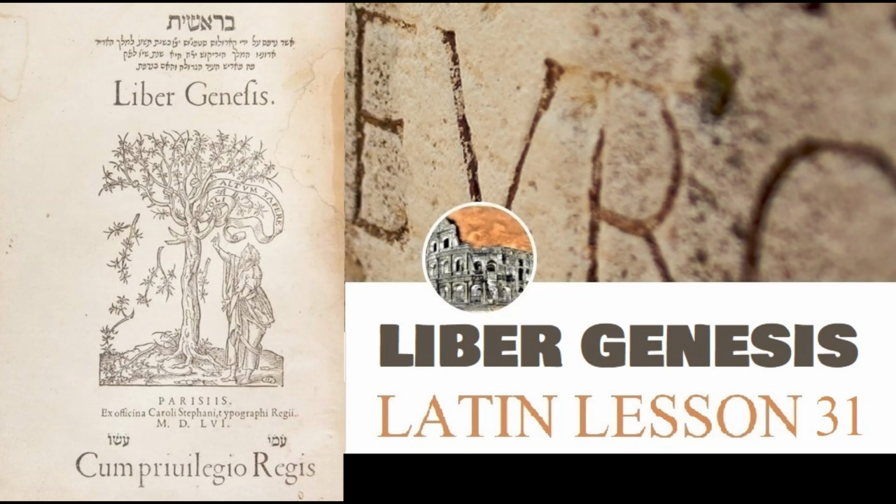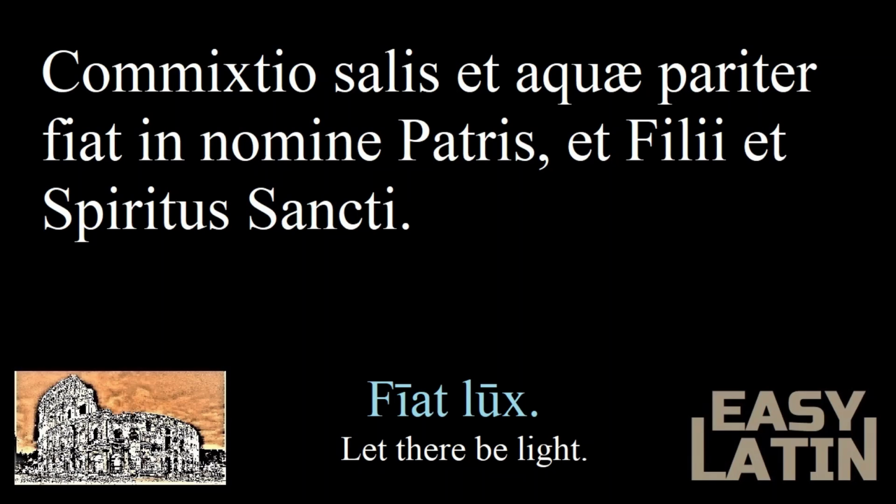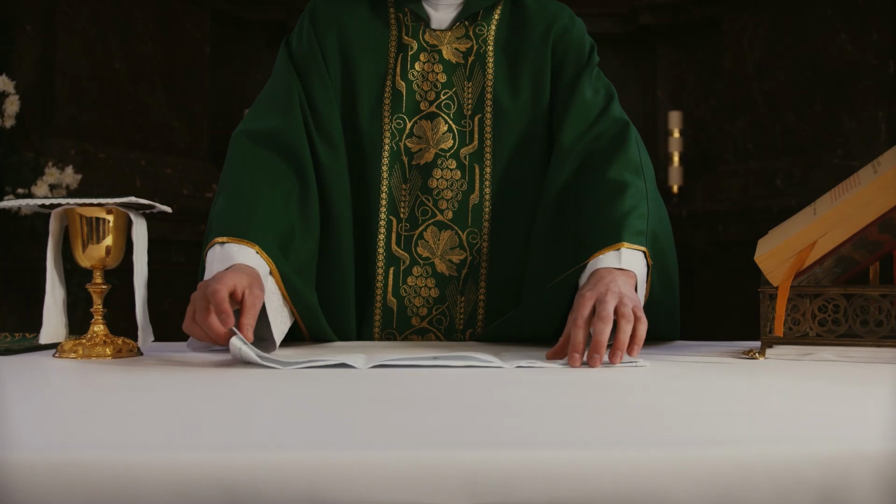And if you went through the lessons on Genesis, you know that fiat is the passive subjunctive form of facere. This had the famous line, fiat lux, let there be light. But remember, the Latin is more like saying, may light be made. You can think of the passive subjunctive as a request form, similar to the imperative form, but less demanding. So altogether this means, may a mixture of salt and water be made together in the name of the Father and of the Son and of the Holy Spirit. This is an optional rite, so it might or might not be included.